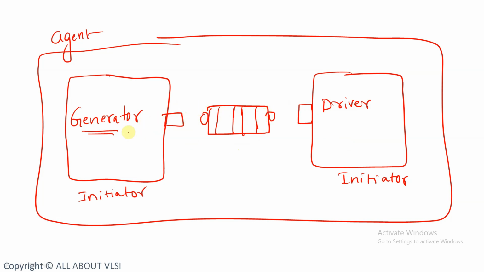So using the put port, the generator is going to put the transactions into the FIFO, and using the get port, the driver is going to get the transaction from the FIFO.